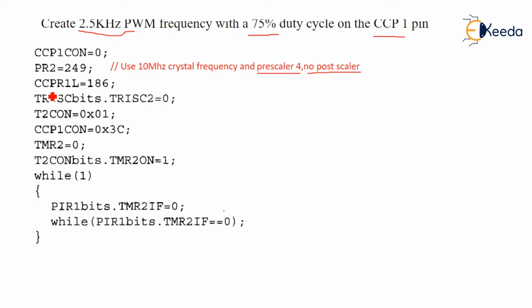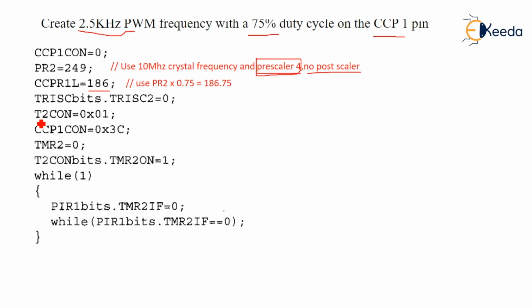Then I calculated 186, because of PR2. See, here I want to show you the PR2 formula. PR2 is equal to f oscillator divided by fpwm into 4 into n, minus 1. I got a value more than 255. That's why I took the prescaler as 4. So I got the value 249. Then this is 186, which is 75% of this 249. Then make the CCP pin an input.